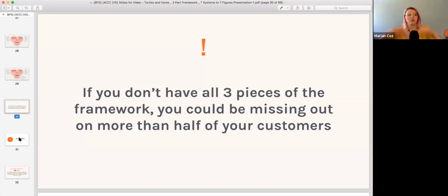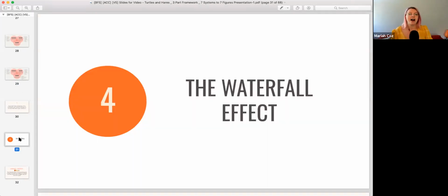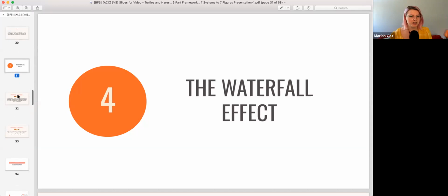Okay, now you've seen the framework. You're familiar with the evergreen funnels, the live launches, and the webinars. Now, it's not just about thinking about these things individually. It's about how they come together. And that is what we call the waterfall effect, which is foundation number 4, the waterfall effect. Make sure you write this down.